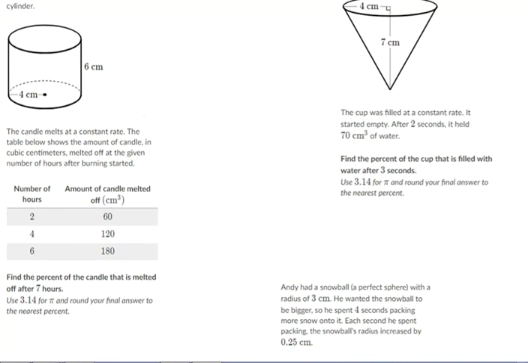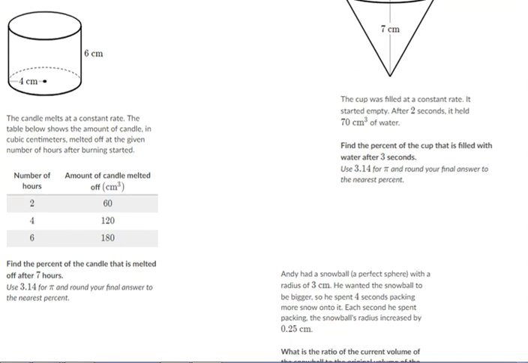So on our table here, we've got 2, 4, and 6. So let's figure out the rate per hour. How do we figure out the rate per hour? 60 divided by 2, because both of these have a change of 60, and both of them are a change of 2 hours. So it doesn't matter which one you use here. Okay, 60 cubic centimeters per 2 hours. So that gives us 30 cubic centimeters for 1 hour? 30 cubic centimeters per hour.